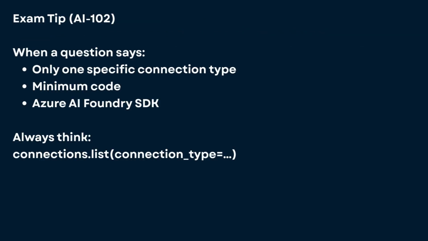Exam tip. On the AI-102 exam, when filtering connections, always use connections.list with connection type.